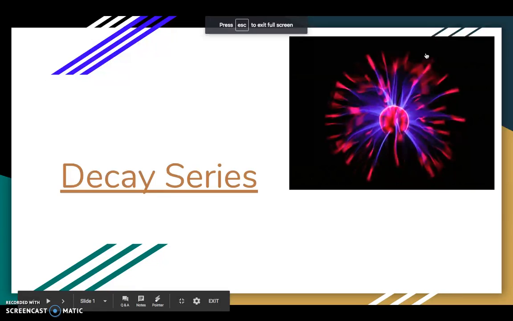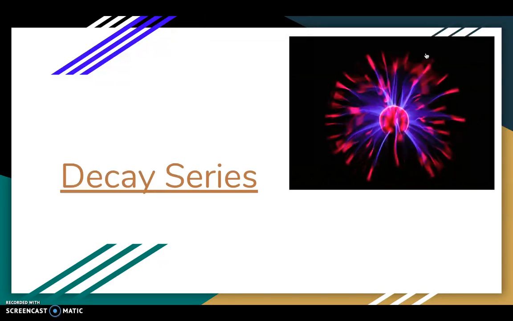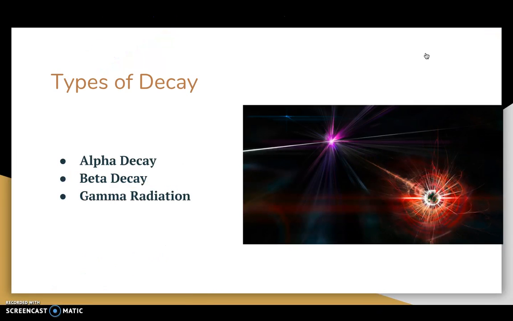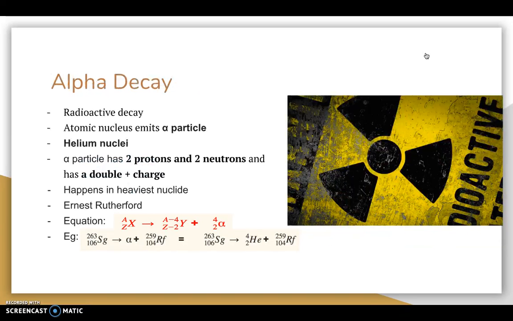Today we're going to be talking about decay series, what different types there are, and what chains exist of decay series. So there are three types of decay: alpha decay, beta decay, and gamma radiation. First one I'm going to talk about is alpha decay.